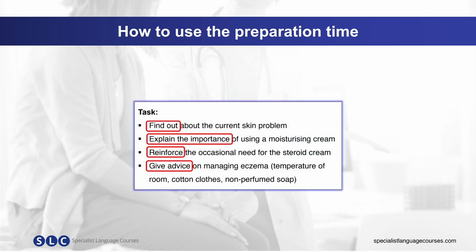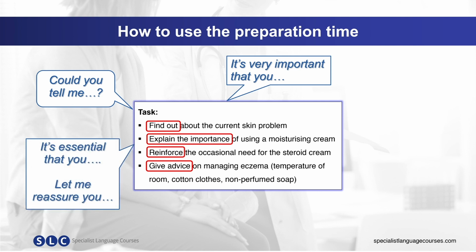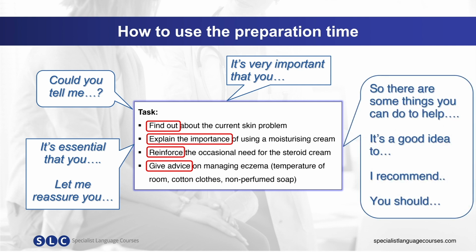We should also brainstorm some useful language that we might want to use in the role play, and perhaps write some down to help remind us during the role play. We can use the function verbs in the task to think what phrases you might need. For example, find out, could you tell me a bit about, explain the importance, it's important that you, reinforce, it's essential that you, let me reassure you, and give advice. So there are some things you can do to help. It's a good idea to. I recommend. You should.